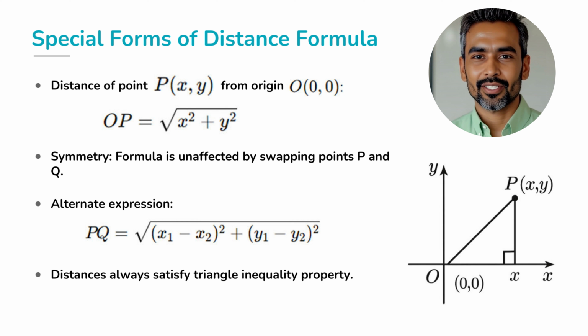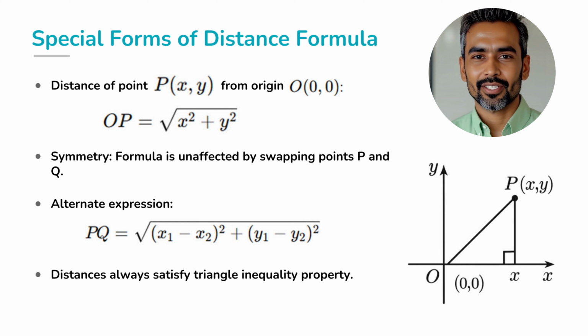Now let's tackle the general case. Suppose we have 2 points, P with coordinates (x1, y1) and Q with coordinates (x2, y2). If you join them directly, you get a diagonal line. But diagonals are tricky to measure directly, so we use a trick: construct a right-angled triangle. Draw a vertical and a horizontal line to make a neat triangle. The base is the difference in x-coordinates, that's x2 minus x1. The height is the difference in y-coordinates, that's y2 minus y1.